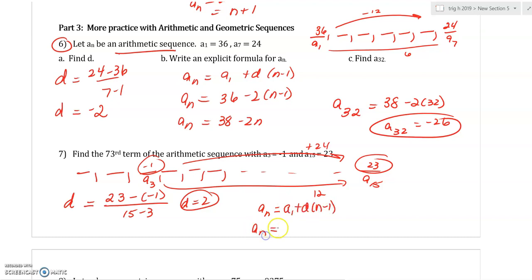So if I have an explicit formula, we have to find the first term. So notice if you're adding 2 when you go to the right, you must be subtracting 2 when you go to the left. So if I want the first term, I know that I have to subtract 2 twice. So I know that I'm subtracting 4. So my first term is negative 5. My common difference is 2. So here is my explicit formula.